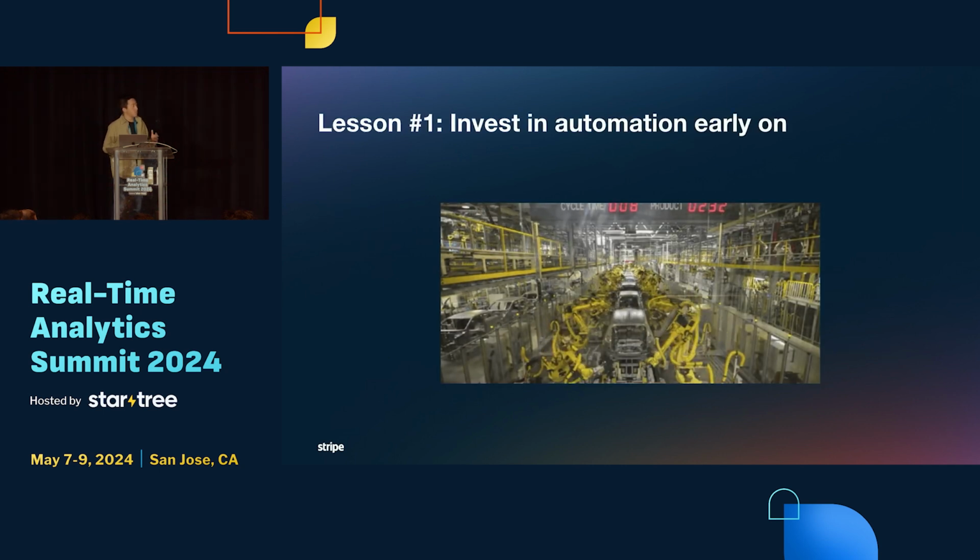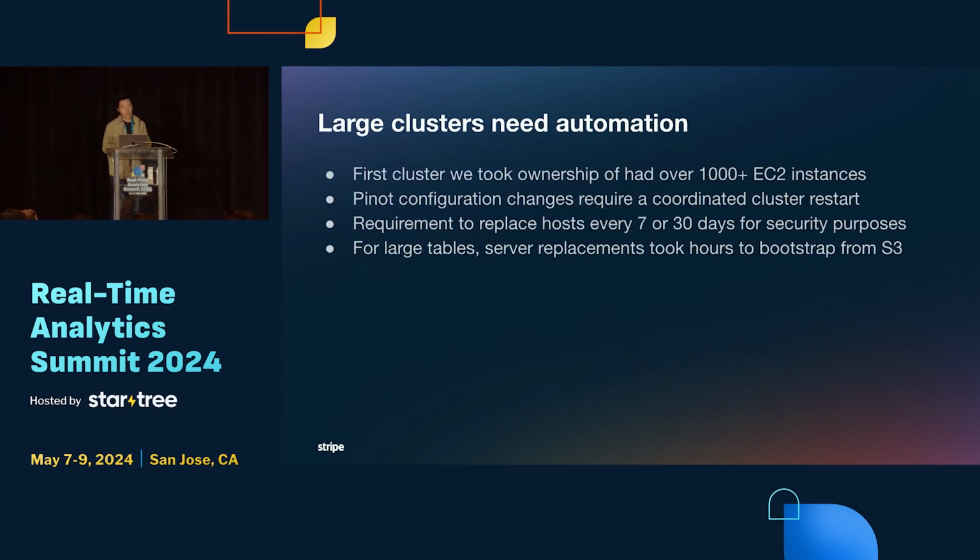So our first operational lesson that I want to talk about is investing in automation early on. As I mentioned before, when we first inherited our first Pinot cluster, it was a very large one. The first cluster we took ownership of did have over 1,000 instances. We did not have any automation in place at the time, and many of our operations were very manual and relatively error-prone. This limited our ability to roll out configuration changes.